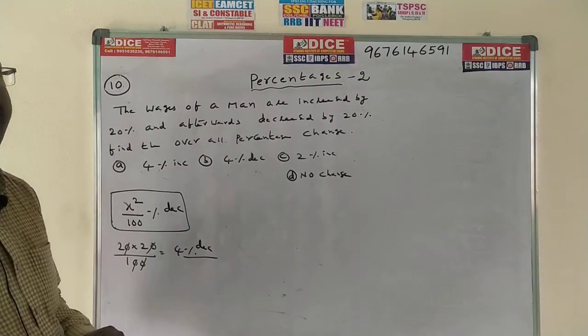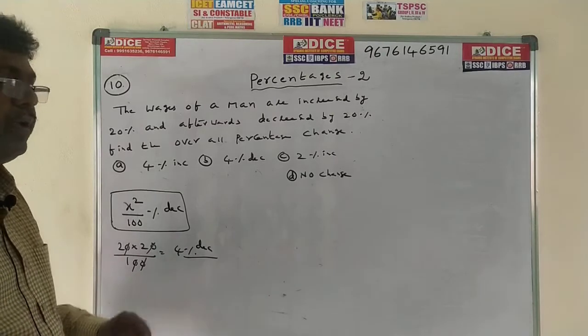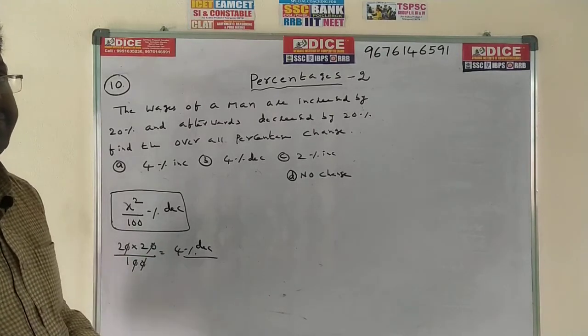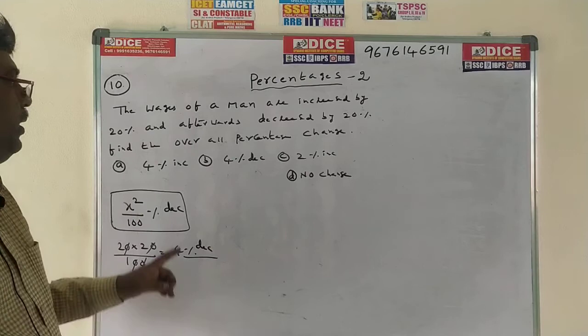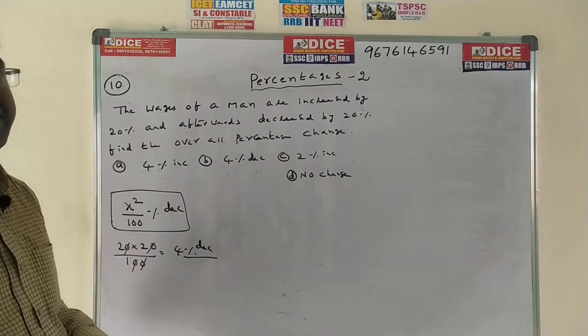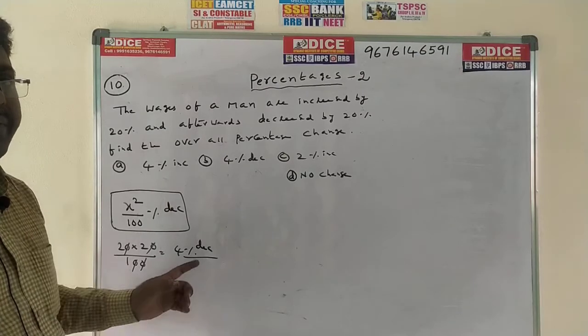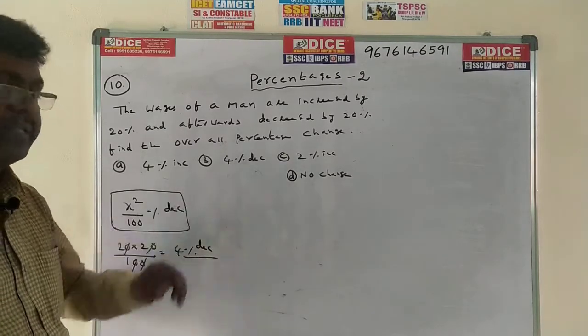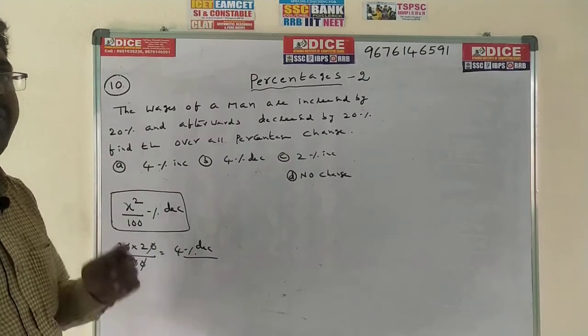So generally what will people do? They will see only the number. They don't see the tail. If you go for the number, immediately you can take out 4% increase, so there is a lot of chance of being misguided. That's why be careful. It is 4% decrease. So the second option is the answer. Most of the people will be in a trap.